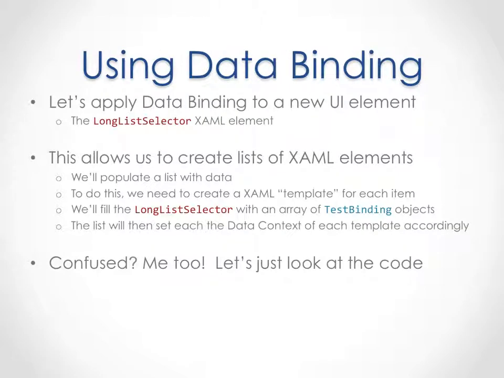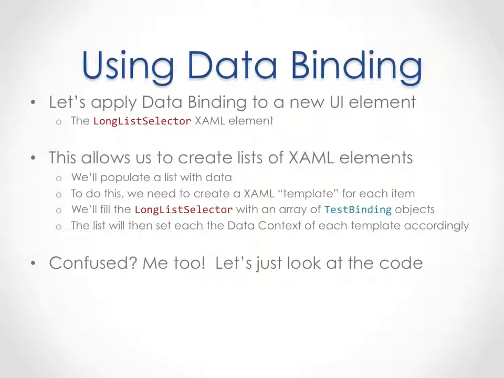So let's use this data binding idea to allow us to use a new XAML type. The XAML type is going to be called long list selector, and this is how you do things like scrolling lists. So like in the people app or the contacts app or the email app or the RSS reader app, basically all of those use this idea, or rather this XAML element.